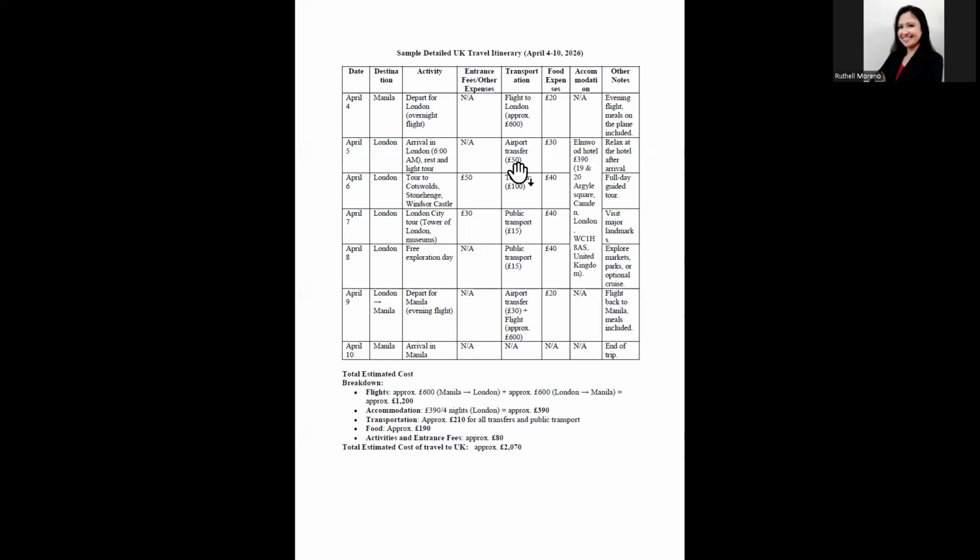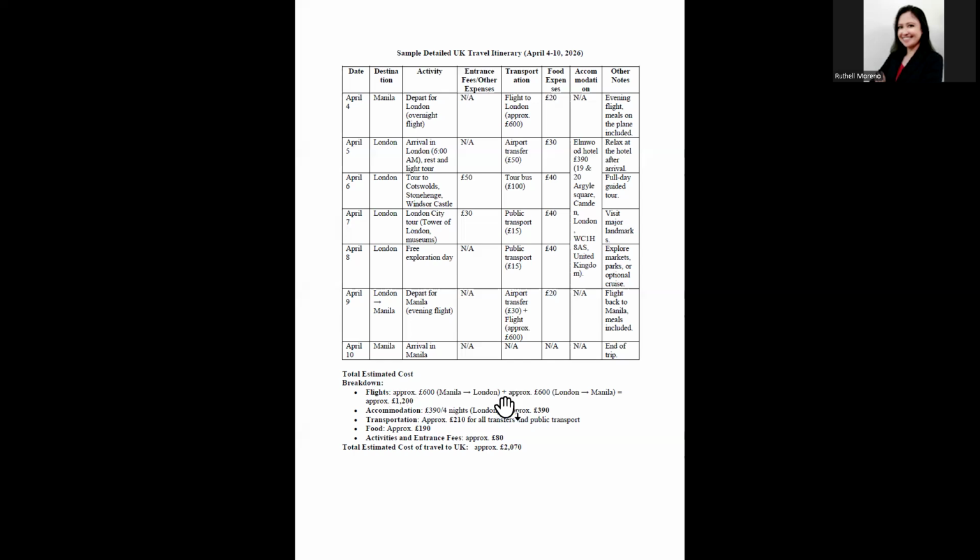So all these expenses can be traced with the breakdown under your table. Breakdown of expenses per category. You have your flights, accommodation, transportation, food, activities, and entrance fees.